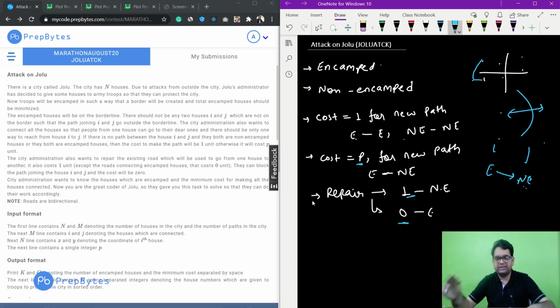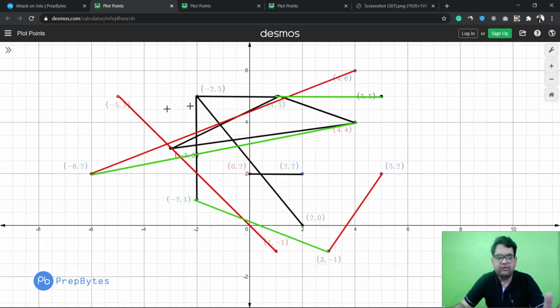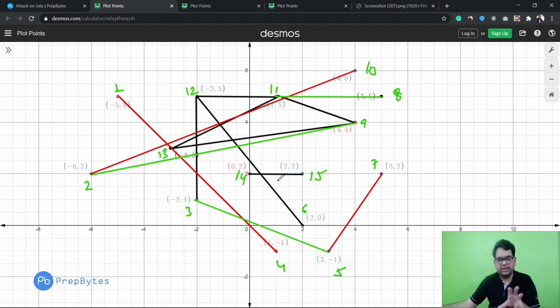Fine. So let me explain this with the help of an example. For this particular test case which is given to us, here this is my first house, the second house, the third house, the fourth house, the fifth, 6th, 7th, 8th, 9, 10, and so on. So these are my houses, and these are the connections, the roads that are already built.